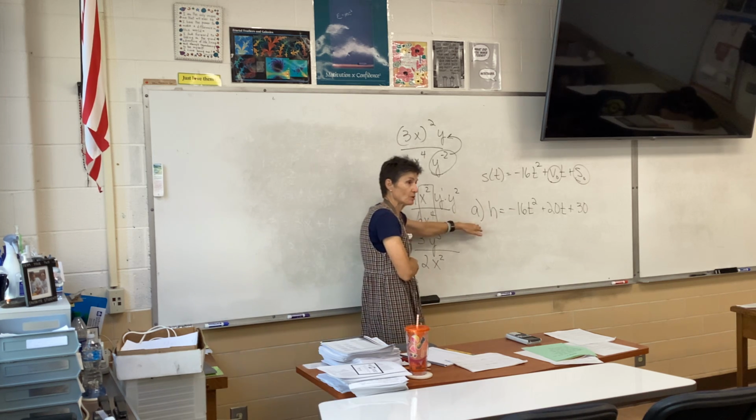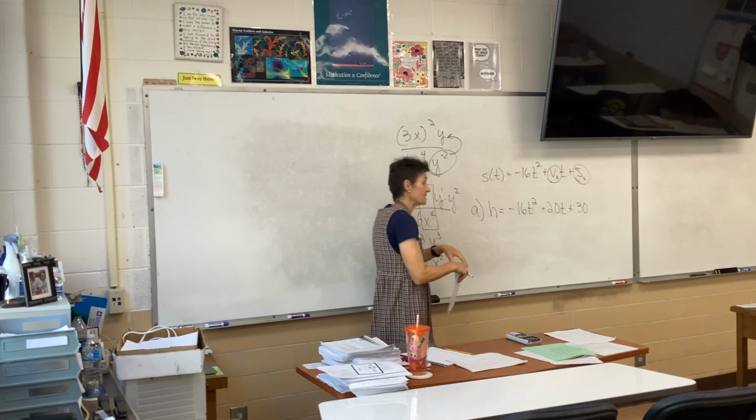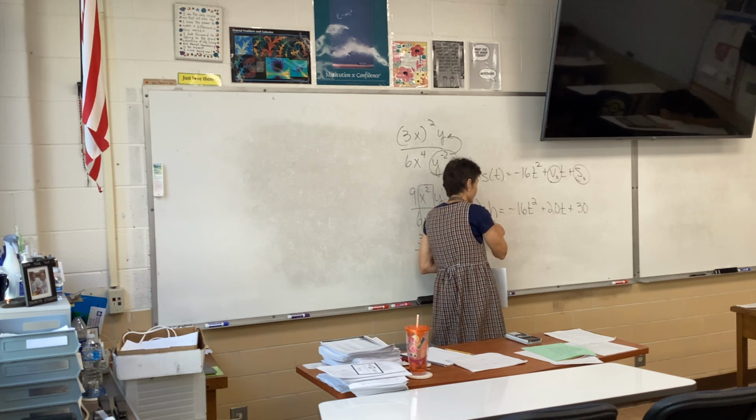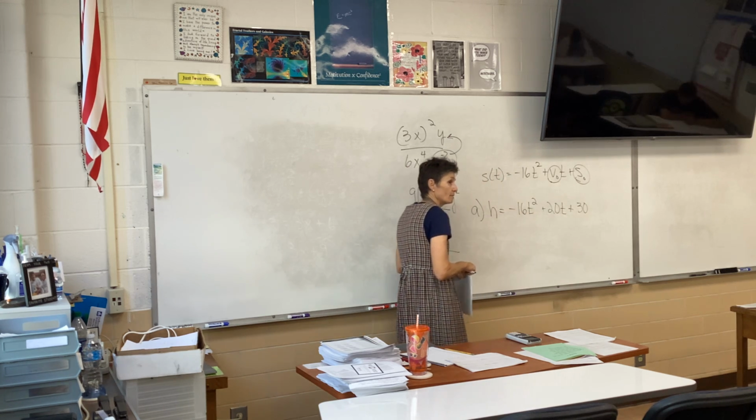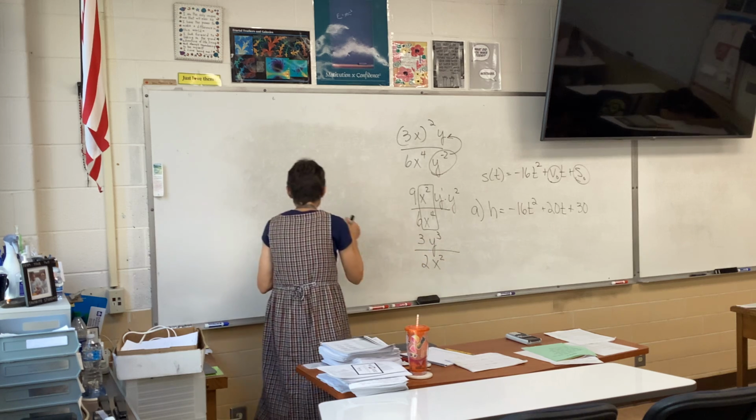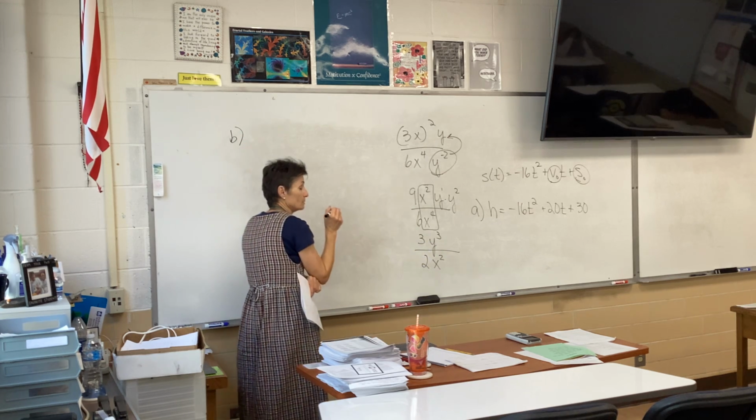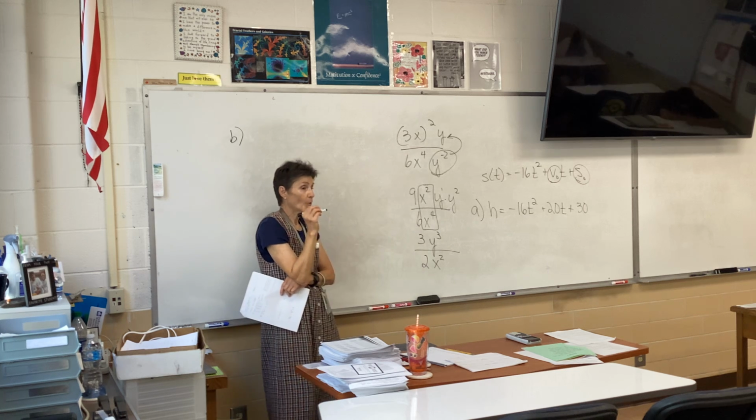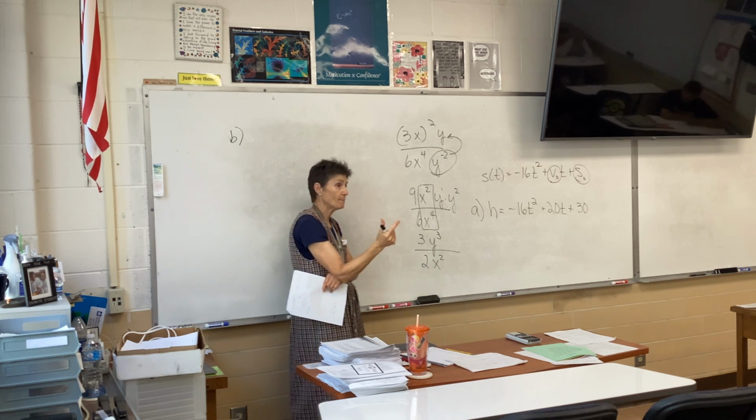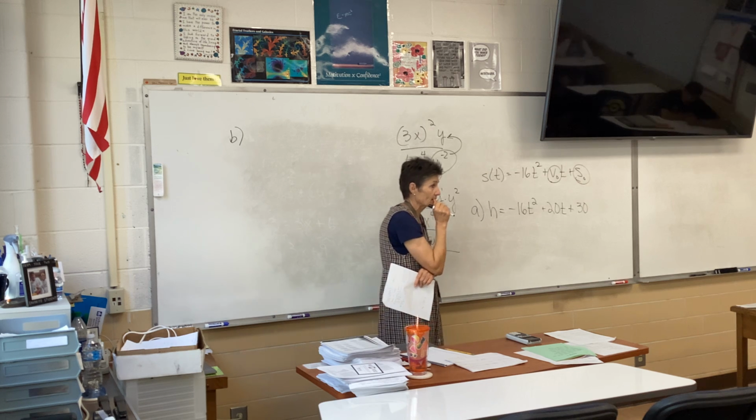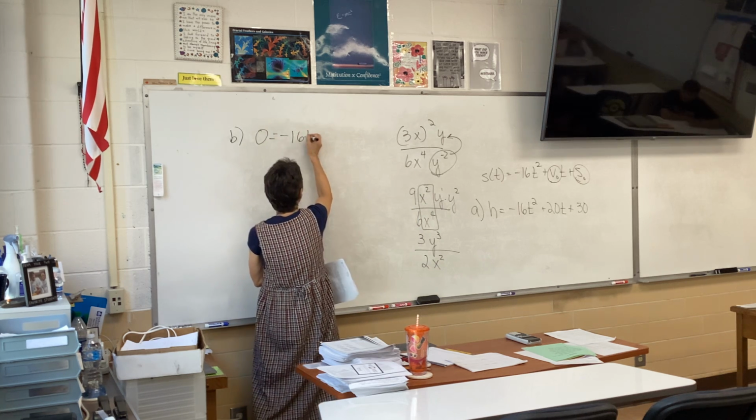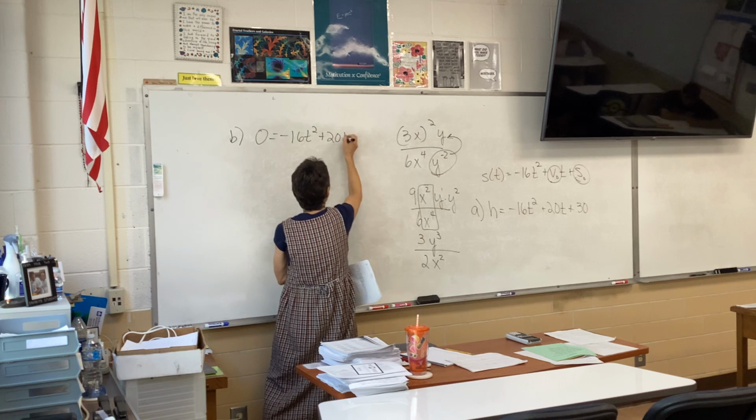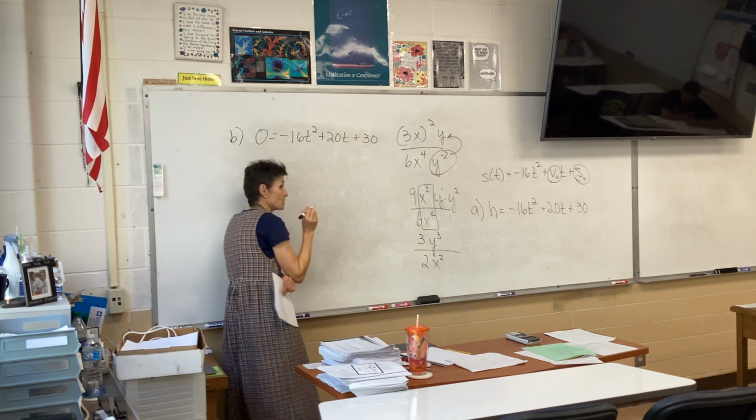So remember, when you use this equation, the question is either going to give you a height, a number to put in here, or it's going to give you a time, a number to put in here. So read question B. When does the ball hit the ground? Do I know the height or the time if the ball is on the ground? I know the height is 0. So I'm going to let my height be 0.